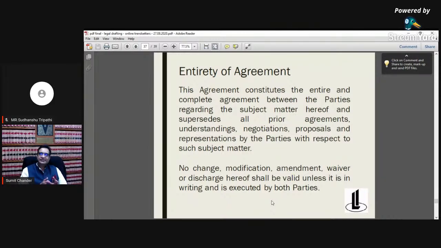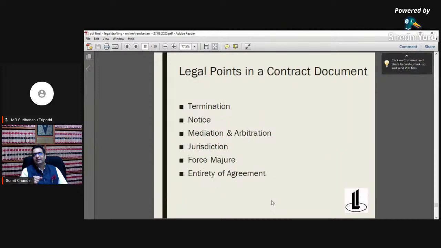So keeping all these things in mind, I'll just briefly revise what are those important legal clauses that should be mentioned in every contract document. Next slide, please. One is the termination, the notice, mediation and arbitration, jurisdiction, force majeure, and entirety of the agreement. So with this, I hope all of you are very clear. Next slide, please.